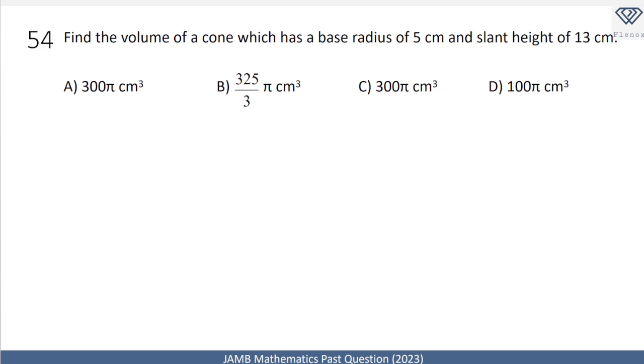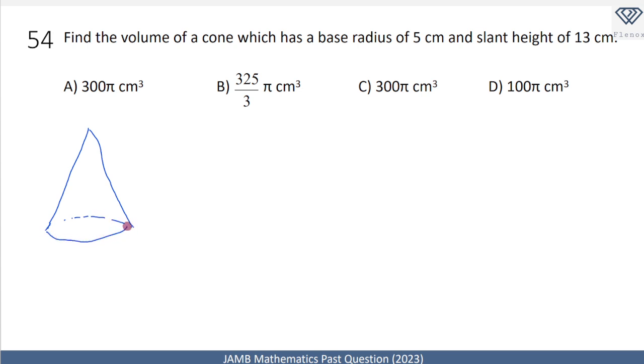Looking at question 54 now, we're told to find the volume of a cone which has a base radius of 5 and a slant height of 13 cm. So let's try to represent this diagrammatically. So we have a cone. Now this is the cone, forgive my drawing. Yeah, this is our cone.